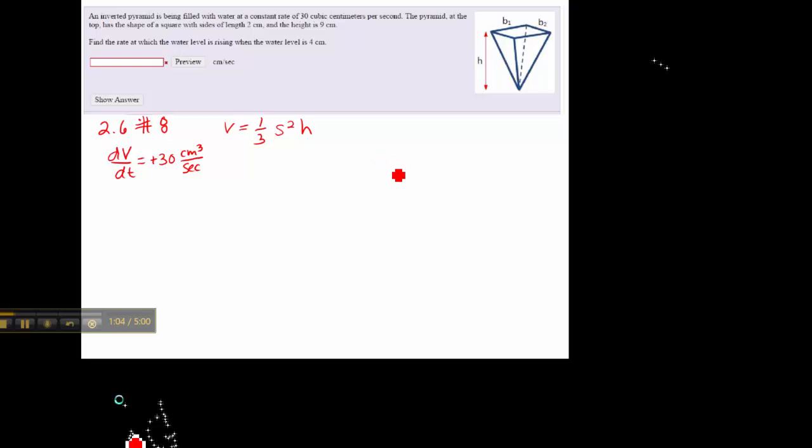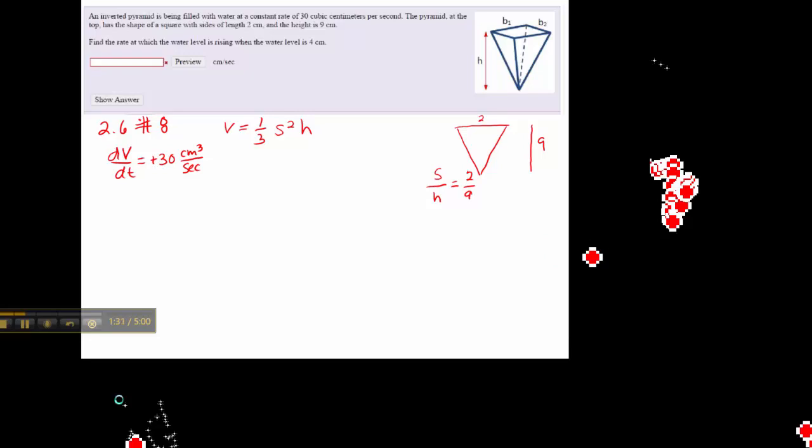Okay, so then we need to look at a cross-section to look at the triangle that's developed. And the triangle that's developed has a height of 9 when the side is 2. So I'm just doing a front-looking face on this. So therefore I can set up this proportion. The side to the height is equal to 2 to 9.